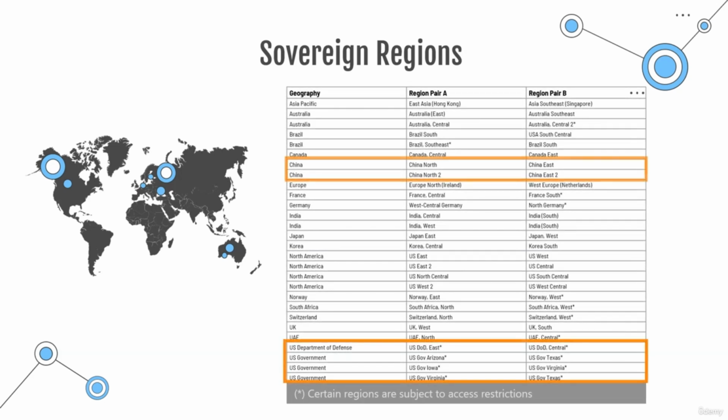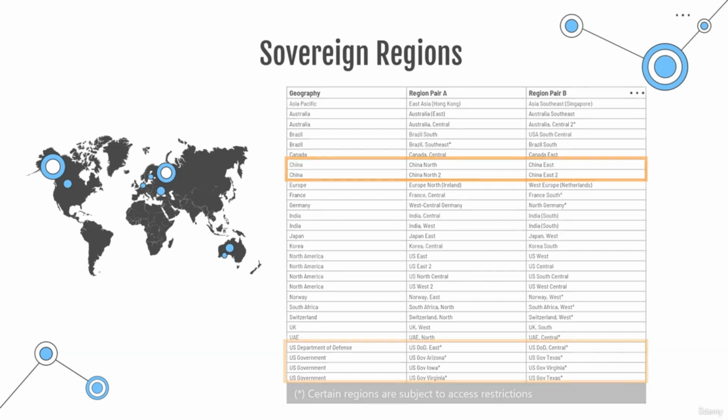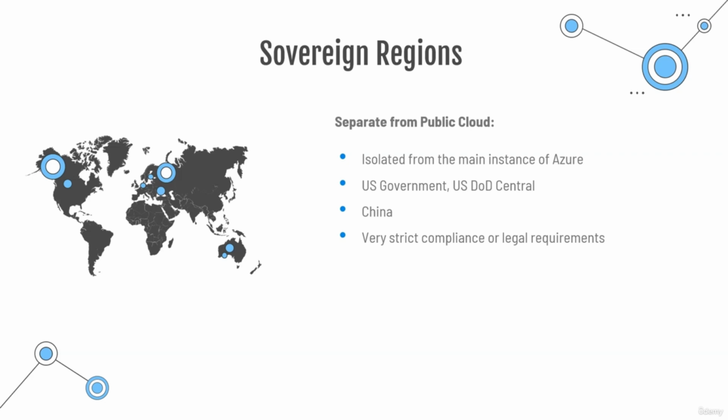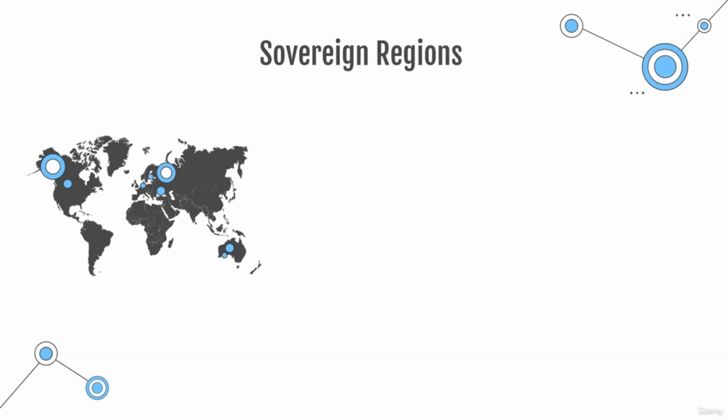There are some very special regions that we've already seen previously, and these are the so-called sovereign regions. They are completely separate from the cloud. They are physically separated and also not accessible by everyone. So they are completely isolated, also physically. We have, for example, the geography US government, and there are a few sovereign regions, like, for example, US Department of Defense Central and a few more regions. Then we also have China. There are also some very special regulations, and therefore there's also a sovereign region, China. And all of these sovereign regions are there because only like this can the very complex regulations or compliance requirements be fulfilled. So let's first talk about US government.